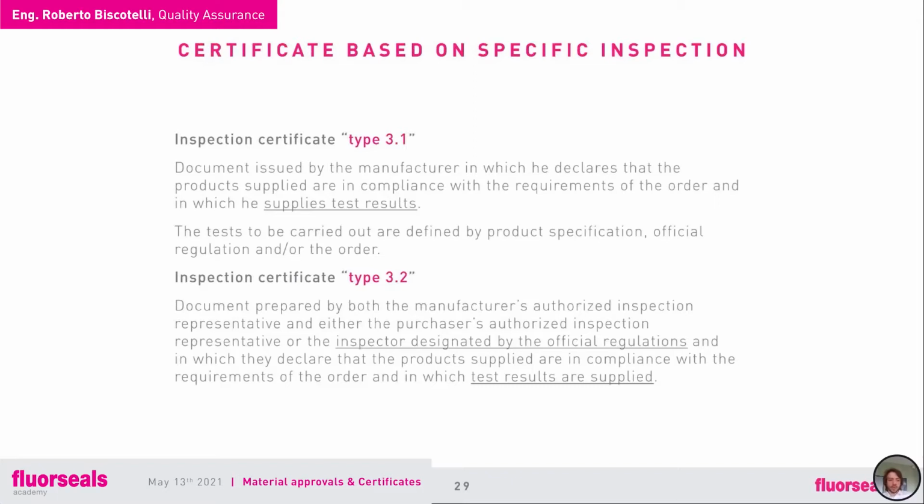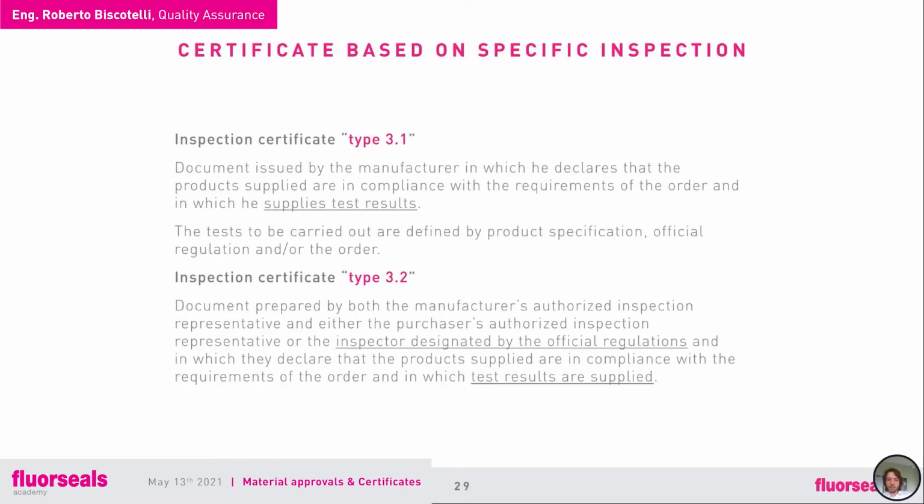These are the top quality certificates we can issue. The 3.1 requires that the manufacturer test the same batch that is supplied, so the same product that is supplied or a part of it, and with the certificate we add test results. Again, these kinds of tests are defined by product certification, product specification, regulation, or requirements based on the order.